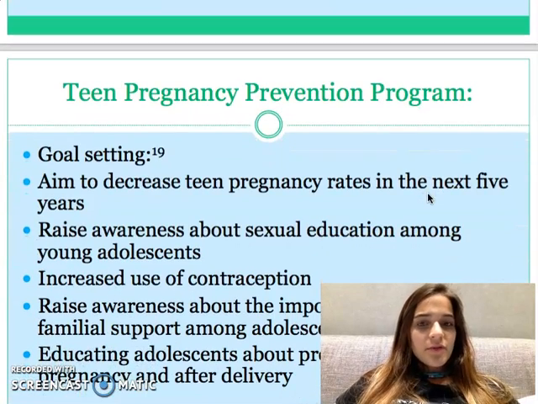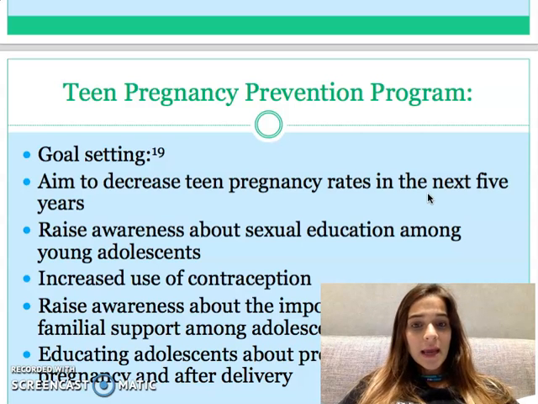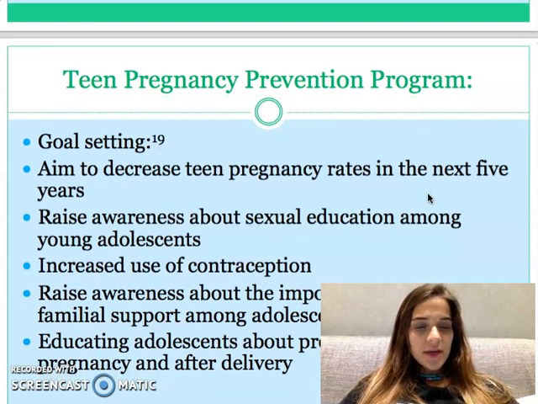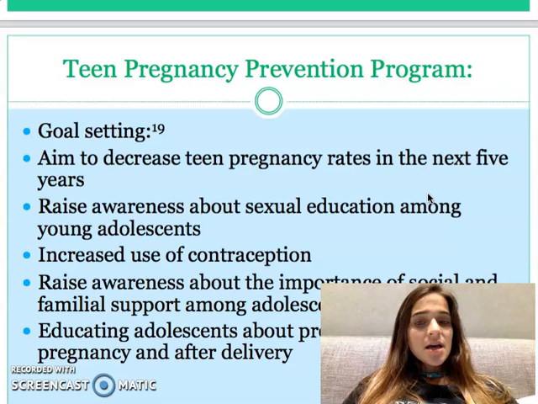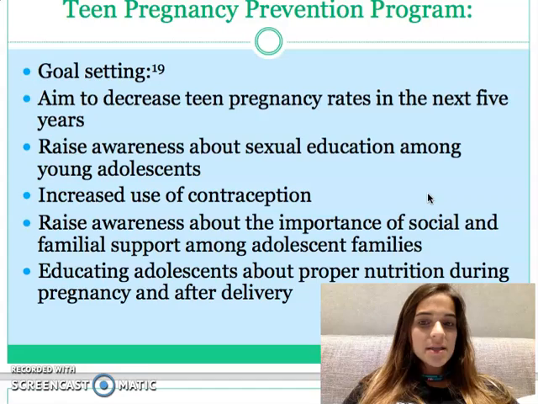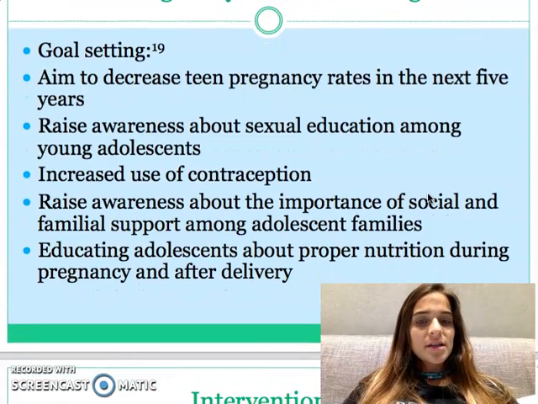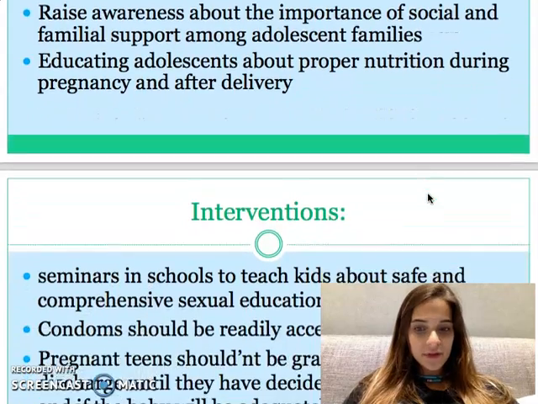This teen pregnancy prevention program will aim to decrease the teen pregnancy rate in the next 5 years. It will aim to raise awareness about sexual education among young adolescents. It will raise awareness about the importance of the use of contraception and the importance of social and familial support among adolescent families. And it will also work on educating adolescents about proper nutrition during pregnancy and after delivery.